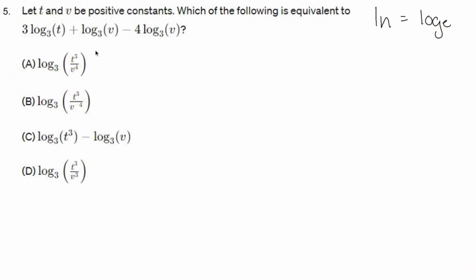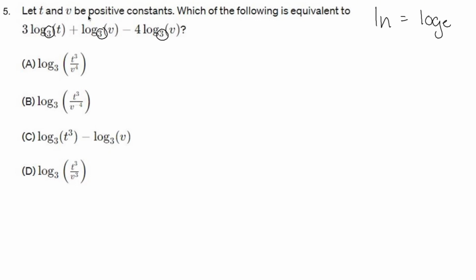It follows the same exact rules. If you have logs or ln's being added together and all of the bases are the same, you can combine them. The way you combine them is, if they're being added to each other, you multiply the insides, and if they're being subtracted, you divide the insides. But oh wait! The first thing you always need to do when you decide to combine logs is notice if there's a coefficient in front of any of them.